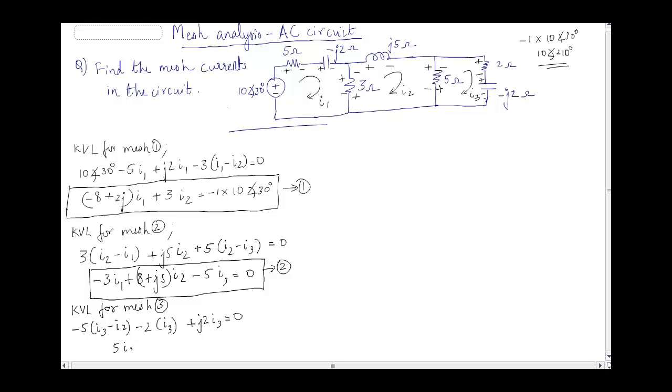from which I can write 5 I2, then I3 I am having minus 5 minus 2, which should be minus 7, and this is plus, so plus 2j I3, so this is plus of minus 7 plus 2j I3 is equal to 0. So this is going to be my third equation.